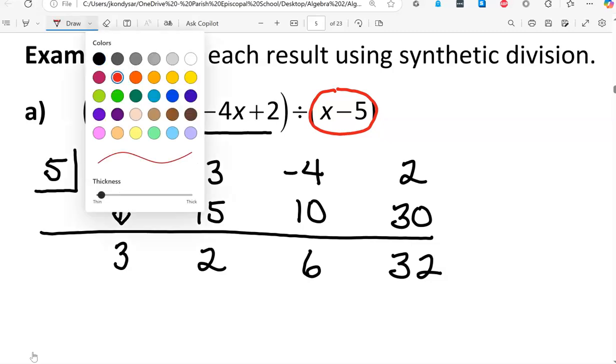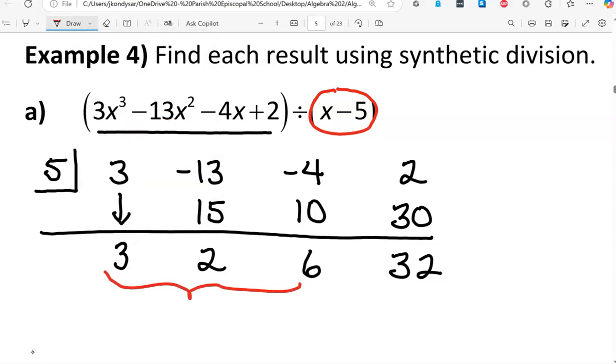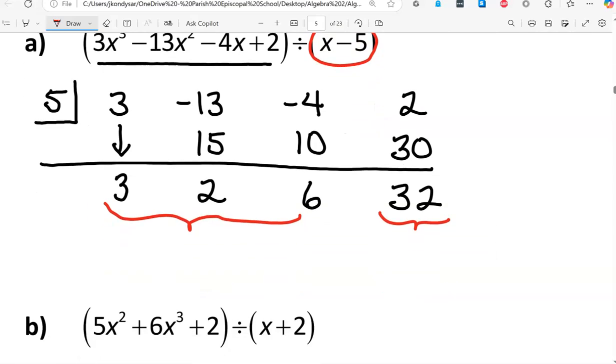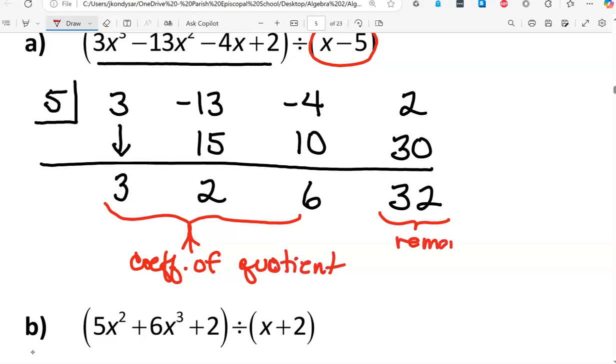Our result is two-part. These numbers here, 3, 2, and 6, are the coefficients of the quotient, which is the result from the division, and then that 32 is the remainder.